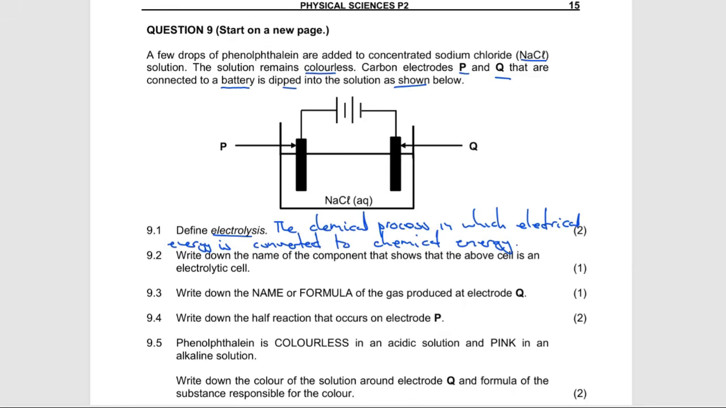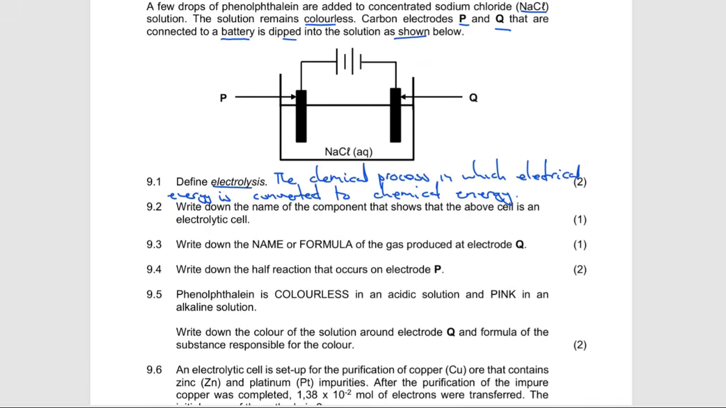Then they're asking us to write down the name of the component that shows that the above cell is an electrolytic cell, right? What is it that shows that this one is an electrolytic cell there? We're given a battery there. So I'm going to say this is a battery, or a number of cells. If you join more cells, we're formulating a battery. Then 9.3 says write down the name or formula of the gas produced at electrode Q there, right?